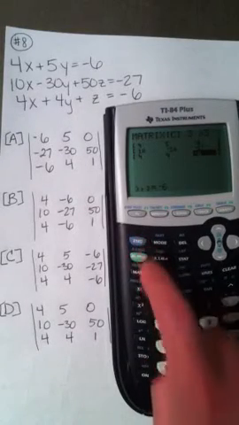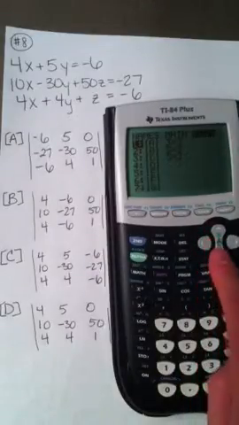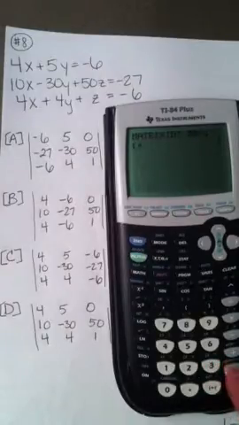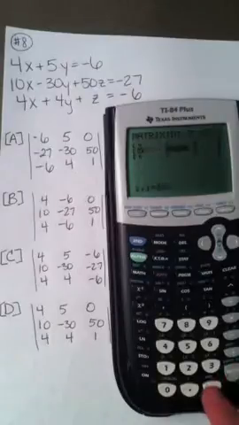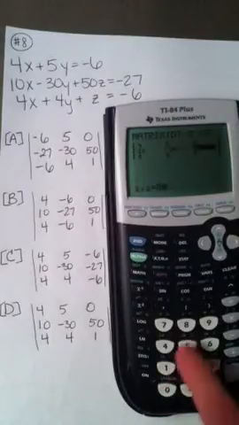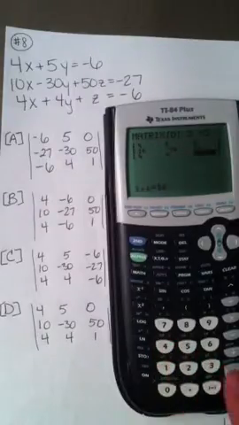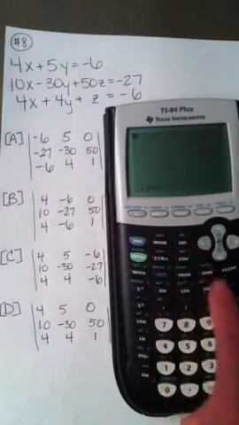Last matrix, I'm going to go second, x to the negative 1, which is my matrix menu. Back over to the left one to edit, down to matrix D. Again, 3, enter, 3, enter will give me 3 by 3. My first row is 4, 5, and 0. My second row is 10, negative 30, and 50. And my third row is 4, 4, and 1. Now I'm going to do second mode, which is quit in blue.